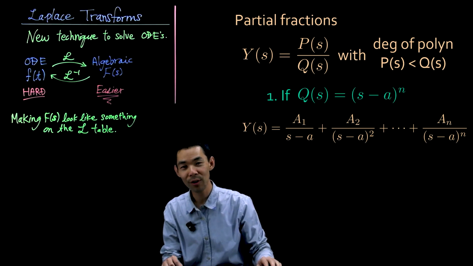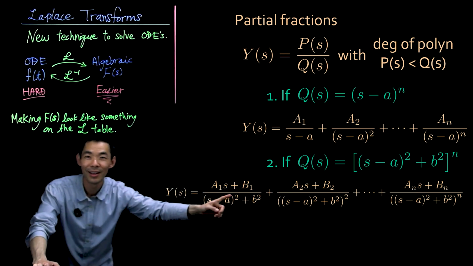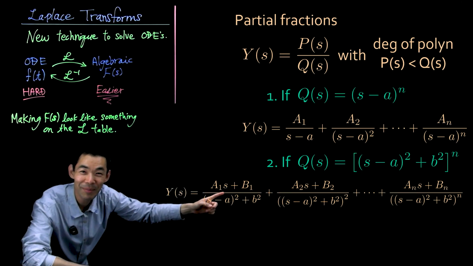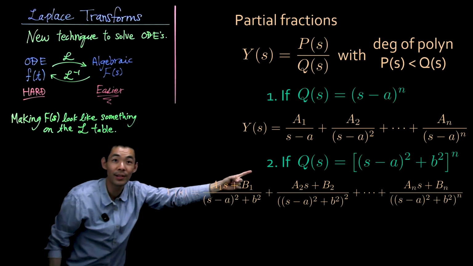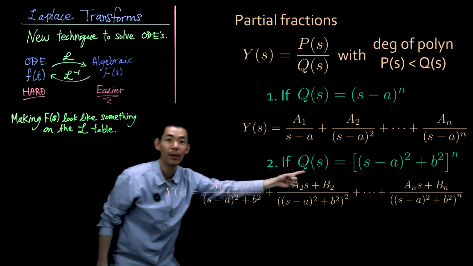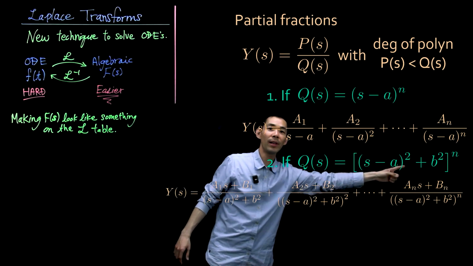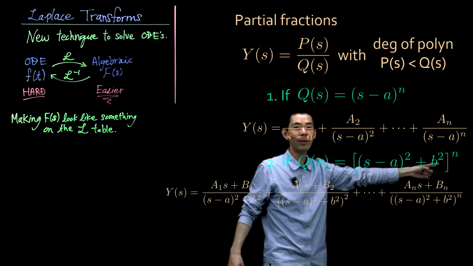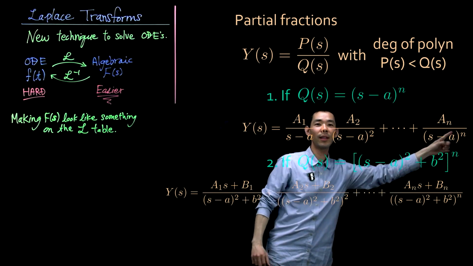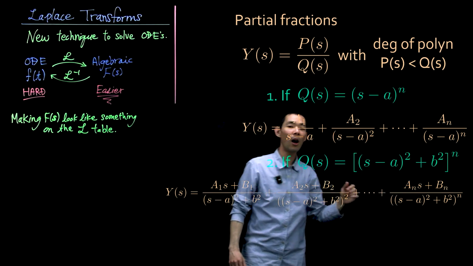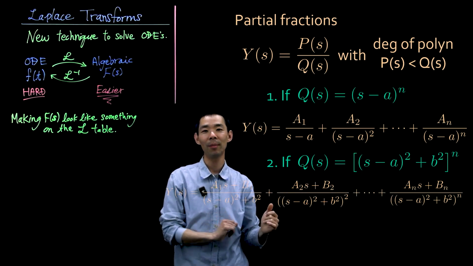Now there is another class of very common situations for Q of s, shown here. You need to hide, not that much room anymore. So Q of s might look like this form right here. You might have an s minus a quantity squared plus another constant b squared, the whole thing raised to the nth power. Also another common situation that we might find in the denominator in the Laplace domain.